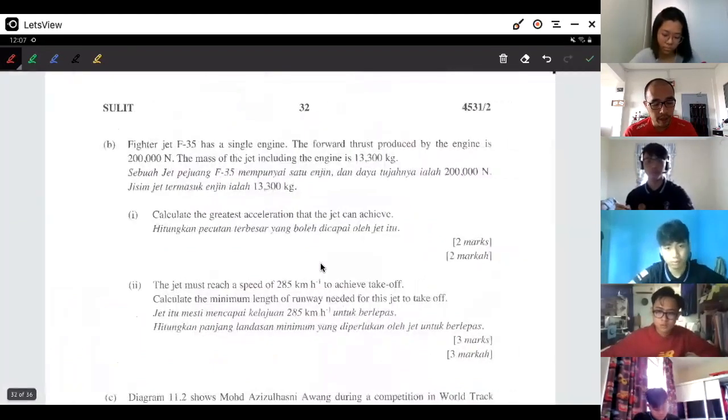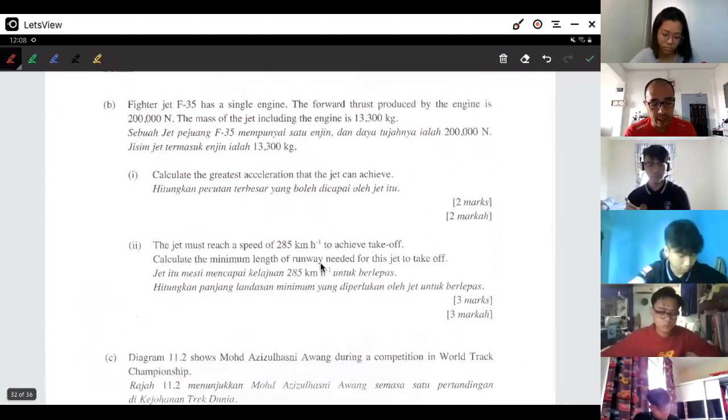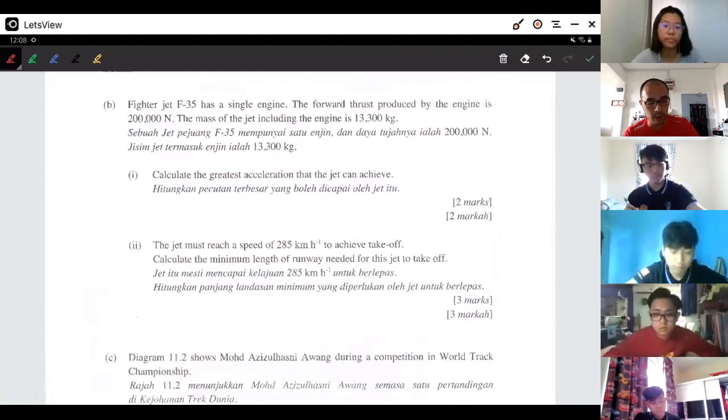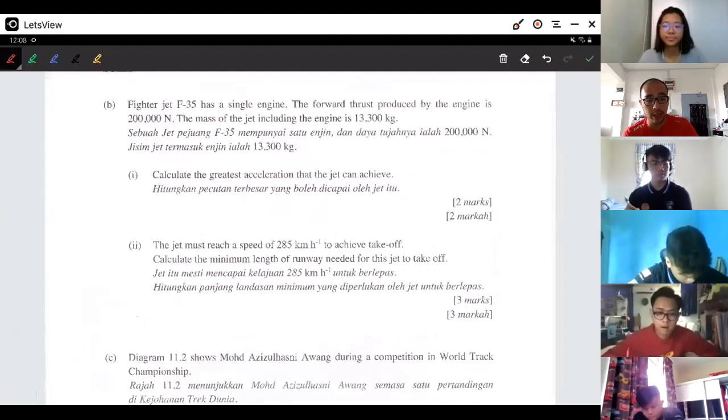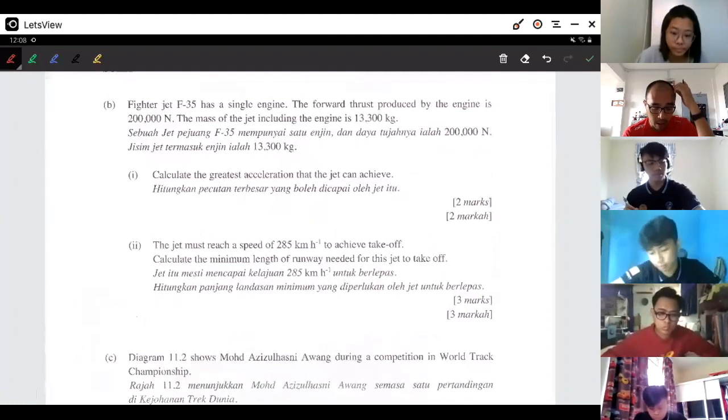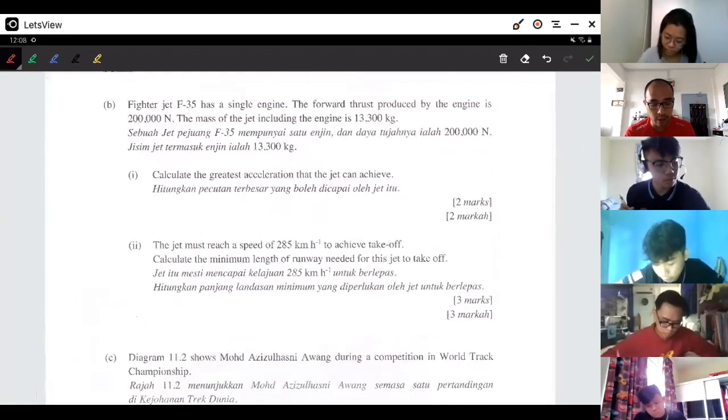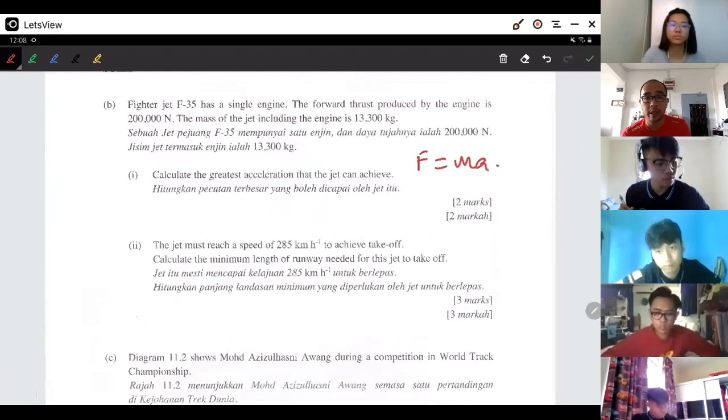All right, fighter jet F-35 has a single engine. The forward thrust produced by the engine is 200,000 newtons. The mass of the jet, including the engine, is 13,300 kg. So calculate the greatest acceleration. This will be F equals to ma. Okay, did anybody do this?